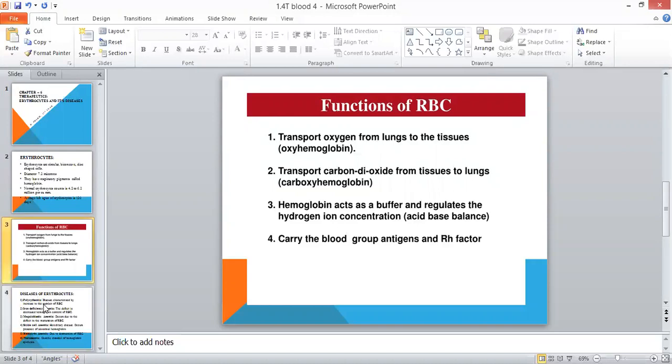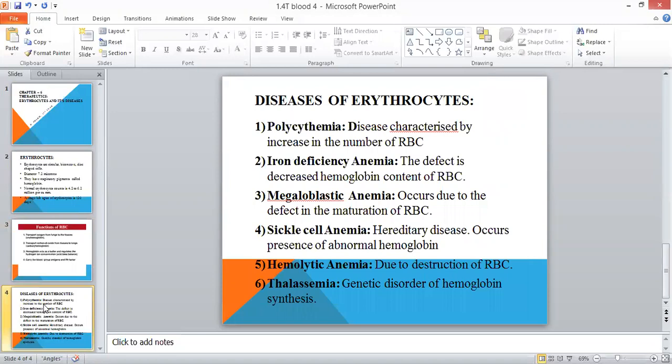Now, diseases associated with erythrocytes. There are 6 types of disease which are associated with erythrocytes. Those are polycythemia, iron deficiency anemia, megaloblastic anemia, sickle cell anemia, hemolytic anemia, and thalassemia.